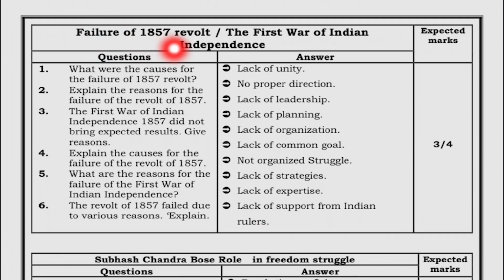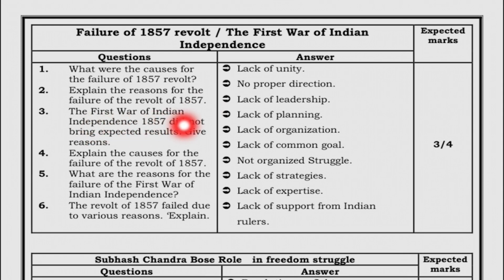Failures of 1857 revolt or the first war of Indian independence. The compulsory question in every question paper, we can expect it for 3 to 4 marks. What are the expected questions? What type of questions can be asked based on this theme? What are the causes for the failure of 1857 revolt? Explain the reasons for the failure of the revolt of 1857.